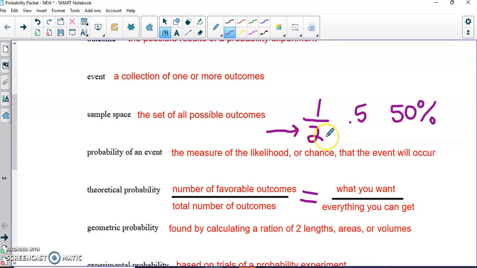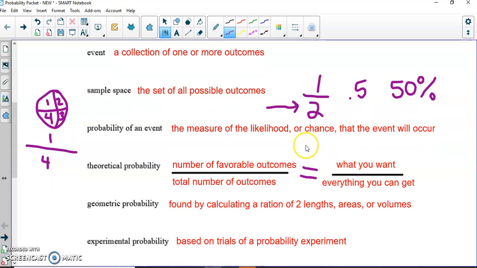Okay, so another example would be like a spinner, yeah? So if I had a spinner and it looked better than that, and I were spinning and there's 4 spaces, and I'm saying what's the probability that it's going to land on the 2? Well, the 2's there once, and there's 4 possible options, so 1/4. Okay, those are pretty simple examples that you may have done in 6th grade. I'm going to come back to this one in 1 second.